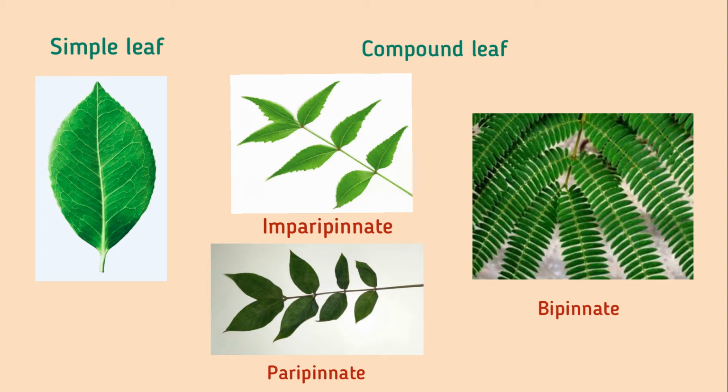Another type is bipinnate leaf. In this case, branches come out from both sides of the rachis and leaves are arranged on both sides of the branch.